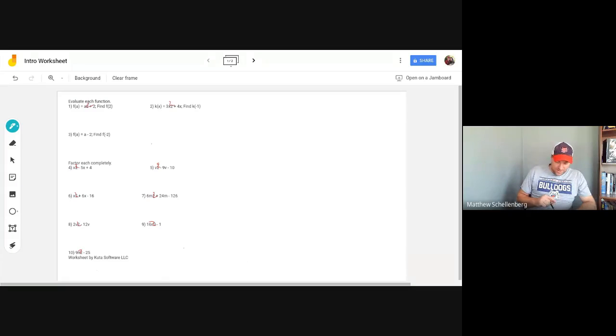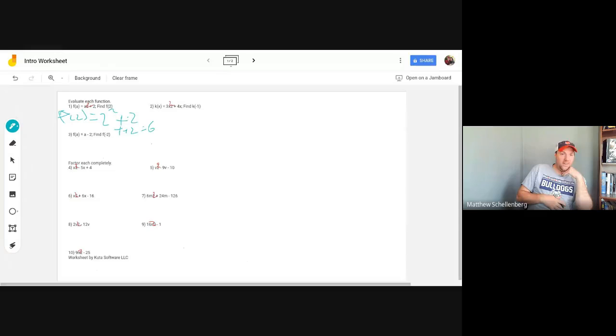f of a equals a squared plus 2. Find f of 2. Well, all we have to do is replace the a with the 2 because that's all that changed. So f of 2 equals 2 squared plus 2. And 2 squared plus 2, of course, is 4 plus 2, and that equals 6.